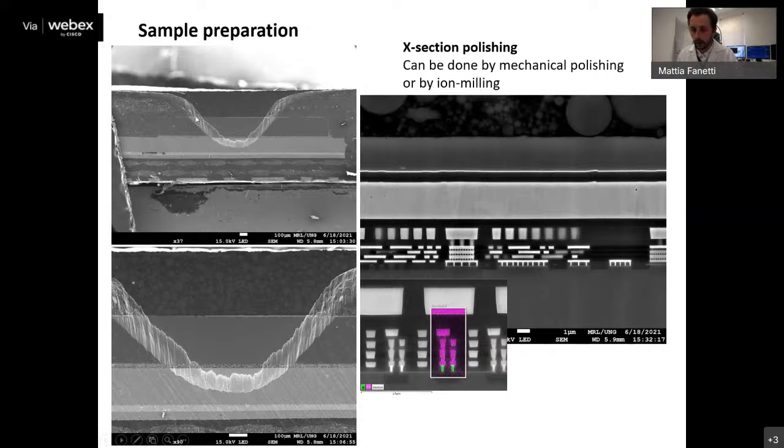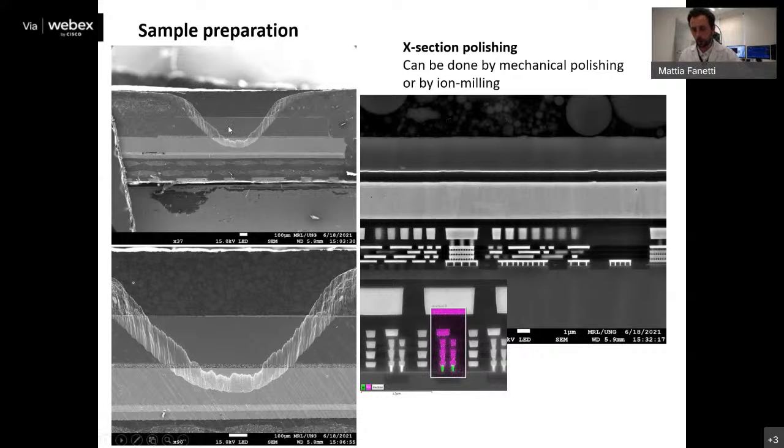For example, this is an IC, an integrated circuit, and this is after the cross-section polishing. So this is a side view. This is the silicon, this is the silver paste, this is the plastic substrate. This is the top part of the IC, the black part, which is insulator. And here you have the real IC part, the part with the transistors and contacts and so on.